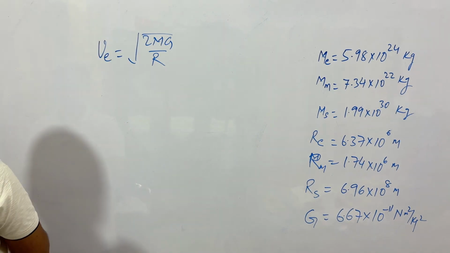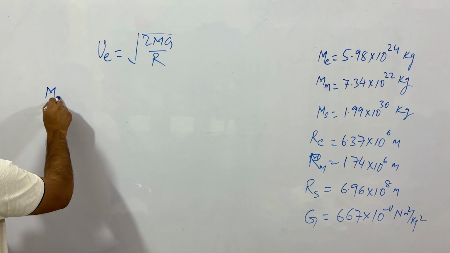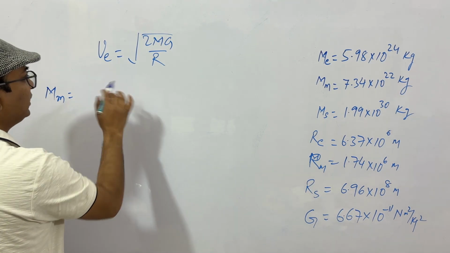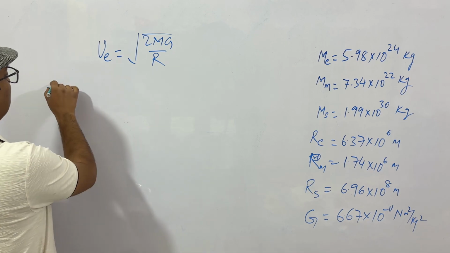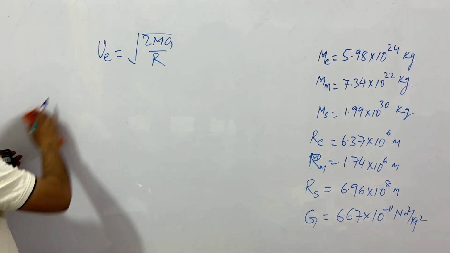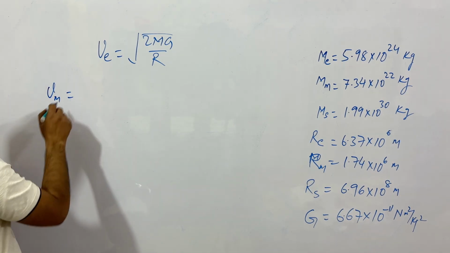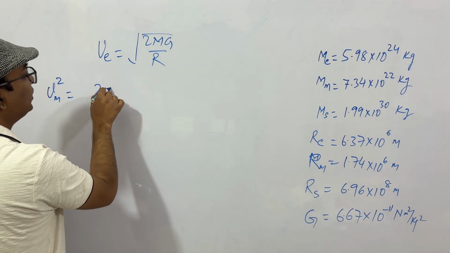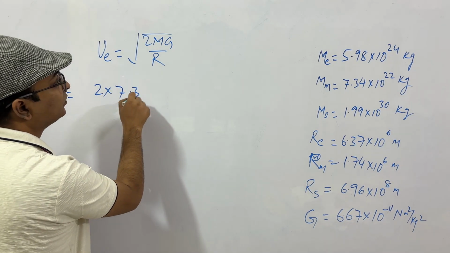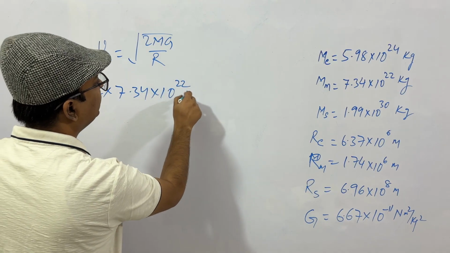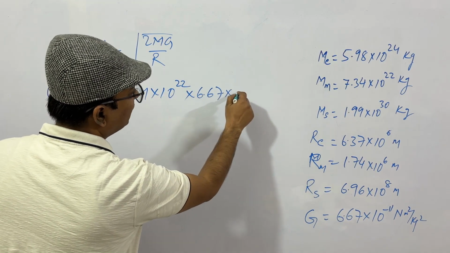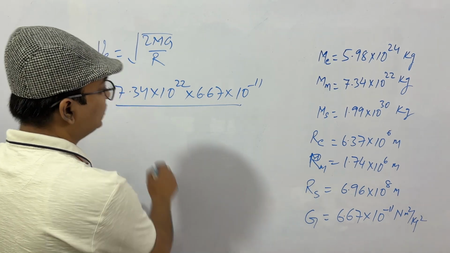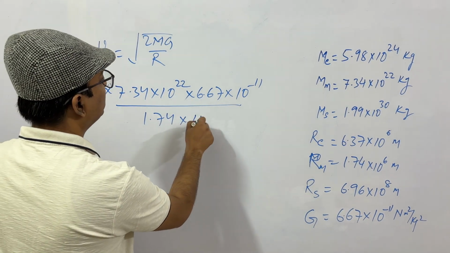First of all, let's see what is the escape velocity from the surface of Moon, and then we'll do this just for understanding what I'm writing. It is the escape velocity at Moon. I'm finding the escape velocity at the surface of Moon. So v square will be 2 into M. Mass of Moon is 7.34 into 10 to the power 22 into G 6.67 into 10 to the power minus 11 by radius of Moon. Radius of Moon is 1.74 into 10 to the power 6.